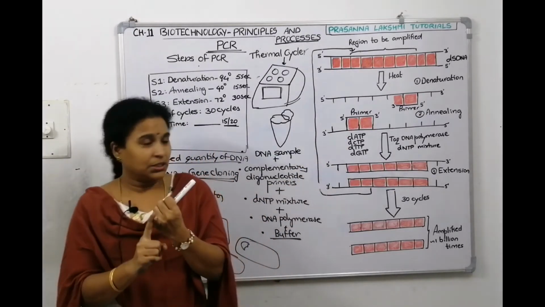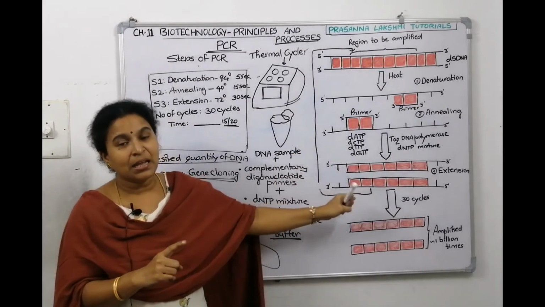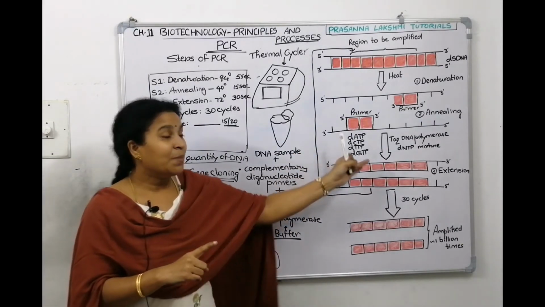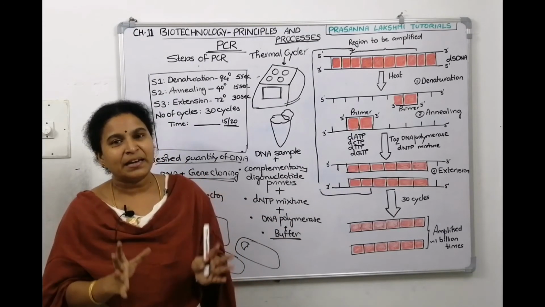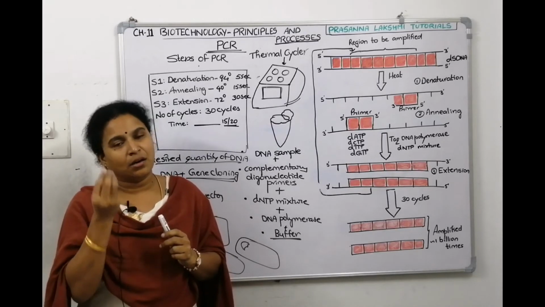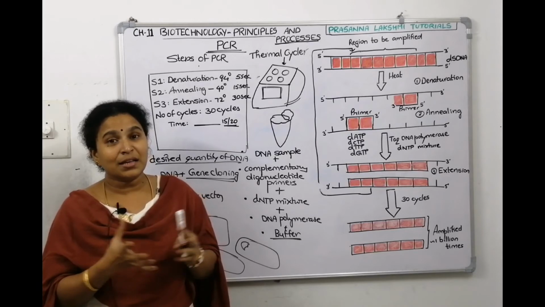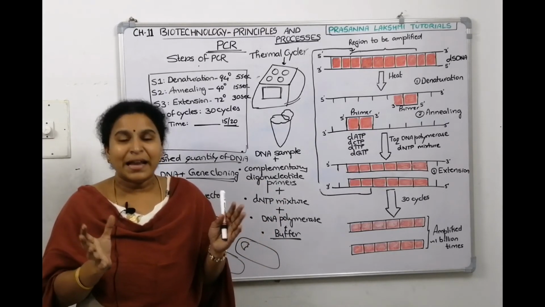Primers, you need to purchase it. ATP, GTP, building bricks for making DNA, you need to buy it. DNA polymerase, you need to buy it. Everything you need to buy, you need to maintain the temperature, everything, right? So for a small amount you can afford it, but if you want this much amount of sample, it will be quite expensive, right?